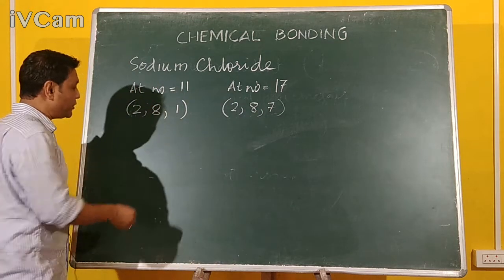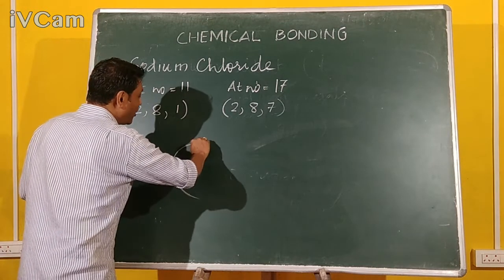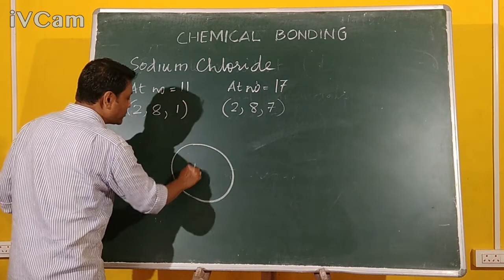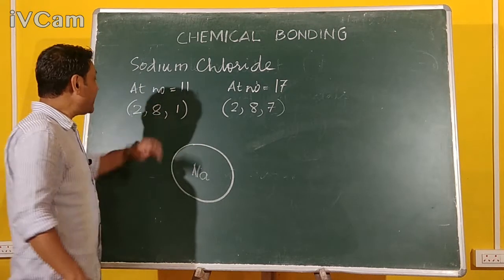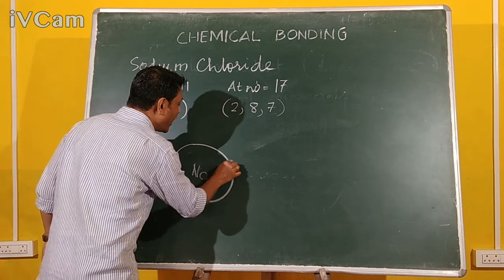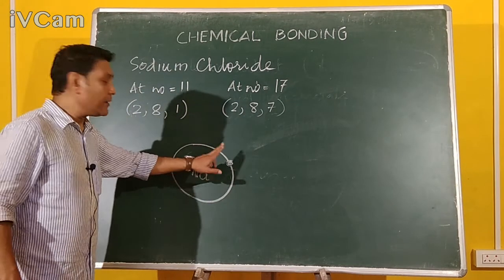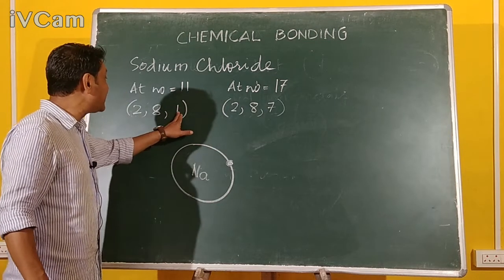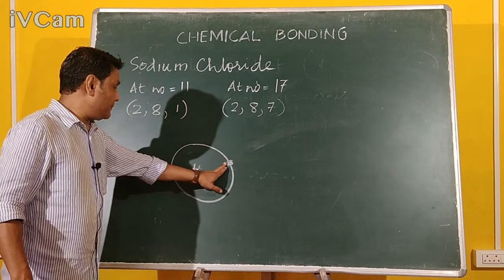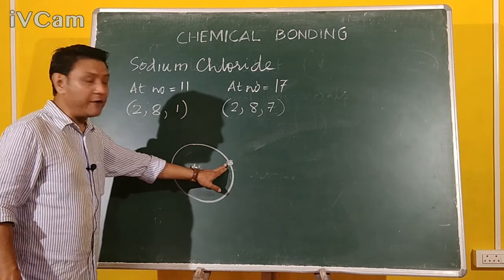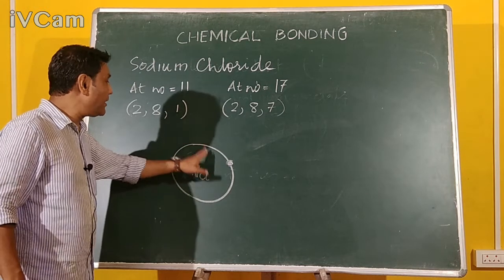Now, we are interested only in the last shell, or the valence shell, of sodium. How many electrons does it have? 1 electron in the outermost shell. So this dot represents the last orbital electron, the valence electron, the electron in the valence shell. Since it has 1 electron in the outermost shell, it is a metal.